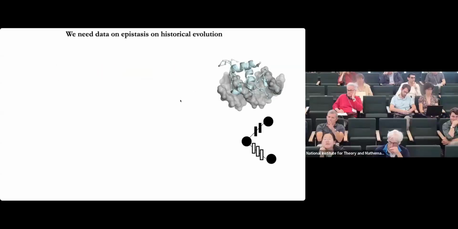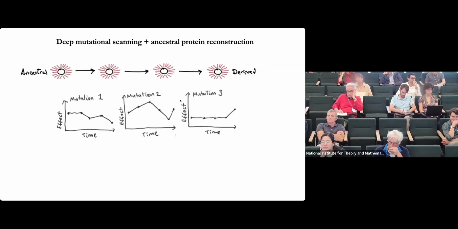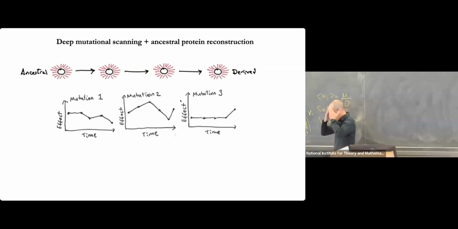In this model, there's just one phenotype for the protein? Yes, one number. Okay. Yes. So how are we going to get this kind of data?